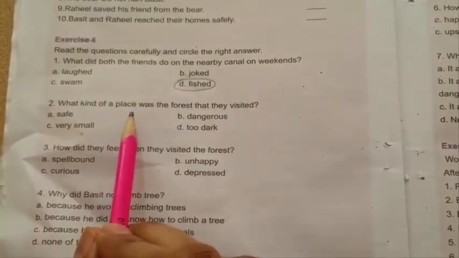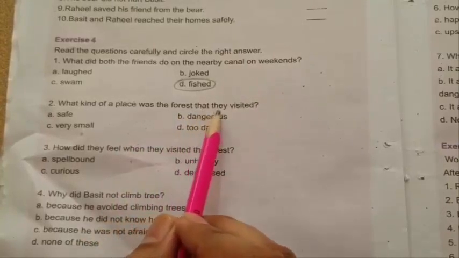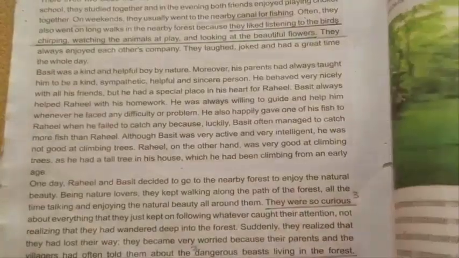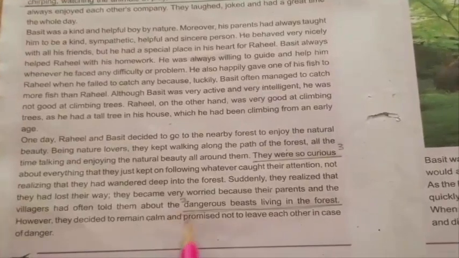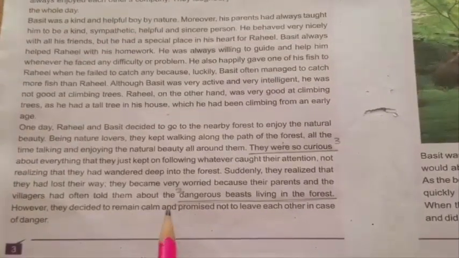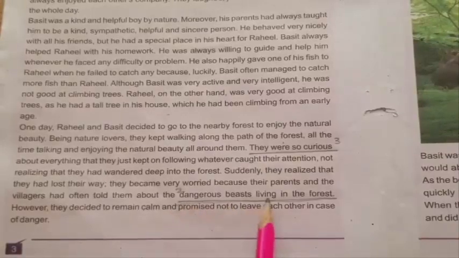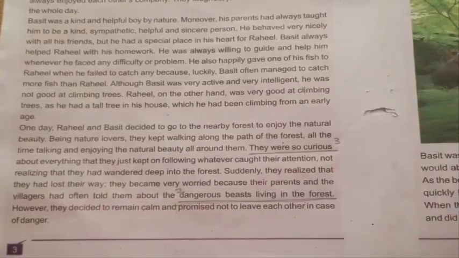The next one is what kind of a place was the forest that they visited. Safe, dangerous, very small, too dark. Let's see. Open page number 3, paragraph 3, second last line. Dangerous beast living in the forest. Dangerous wild animals lived there, so definitely the forest was dangerous.